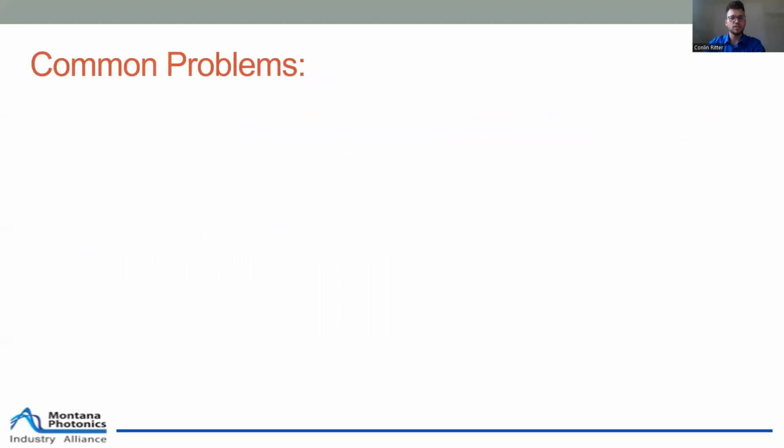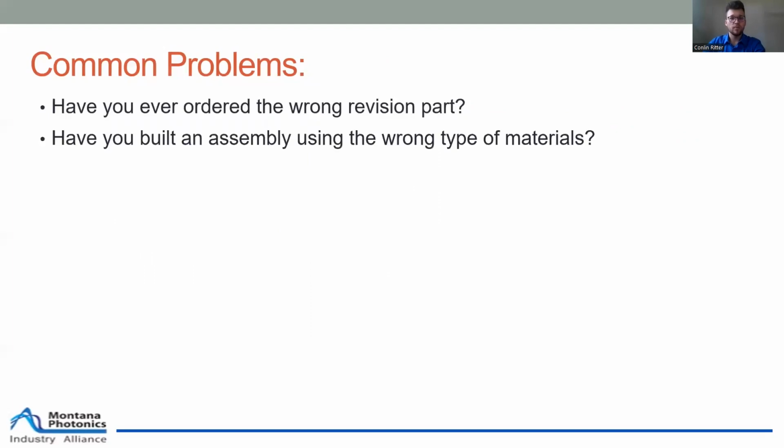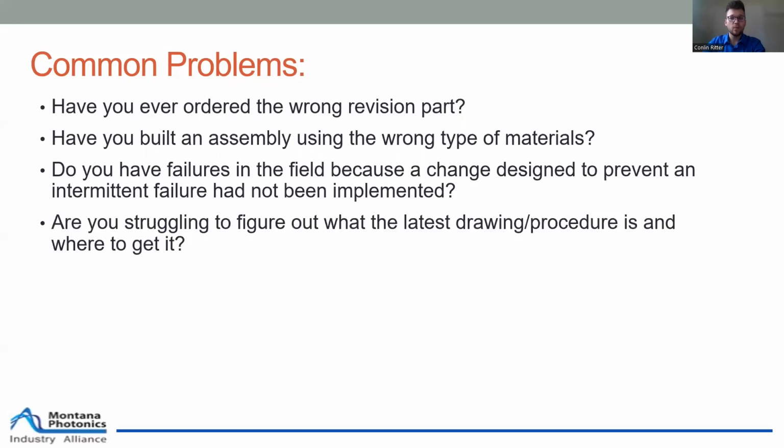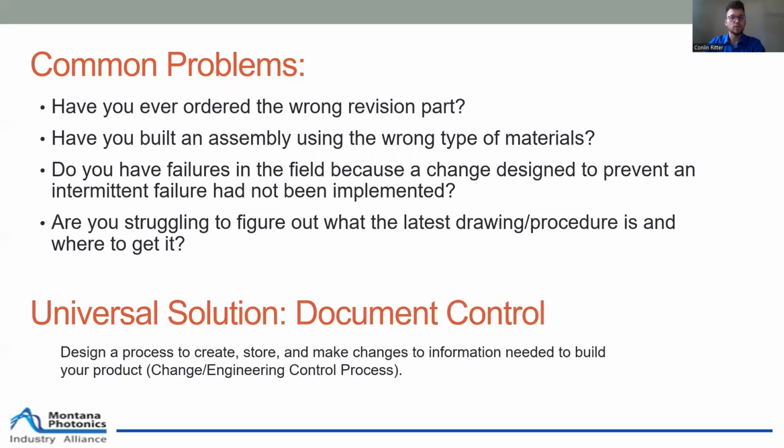Document control is essentially risk mitigation. There are common problems that are associated with poor document control. For example, ordering the wrong revision of a part, building an assembly using the wrong type of materials, having failures in the field because a change designed to prevent an intermittent failure wasn't properly or consistently implemented, struggling to figure out where the latest drawing or procedure is and where to get it. The universal solution to all these problems, and many more similar to them, is document control.